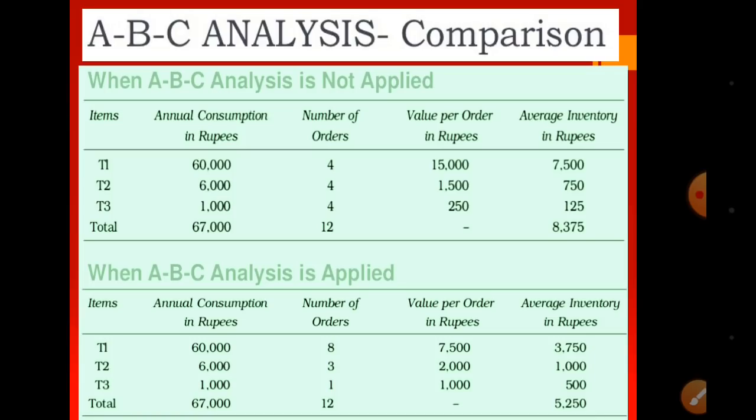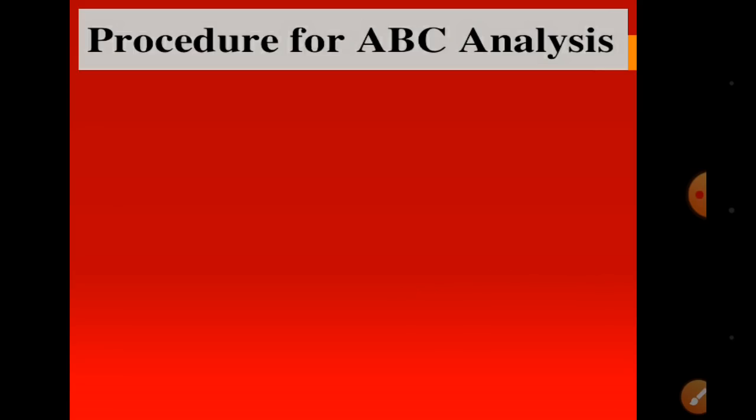So we can see that, between when ABC analysis is not applied and when it is applied, we can save the inventory cost. When ABC analysis is applied, inventory cost is saved, but when ABC analysis is not applied, the average inventory value in rupees is very high.